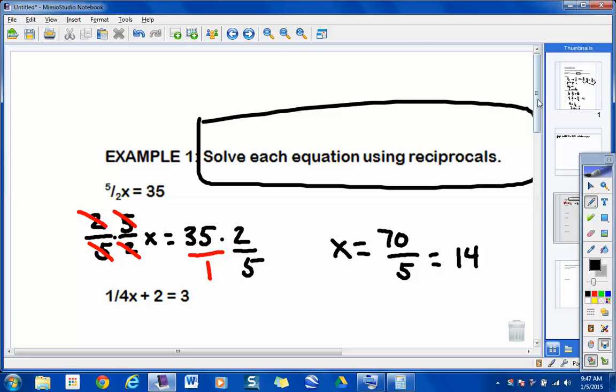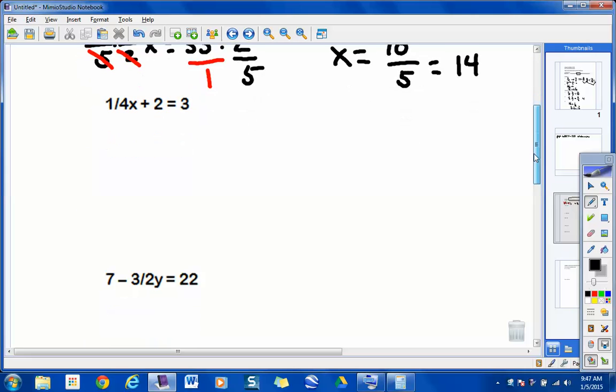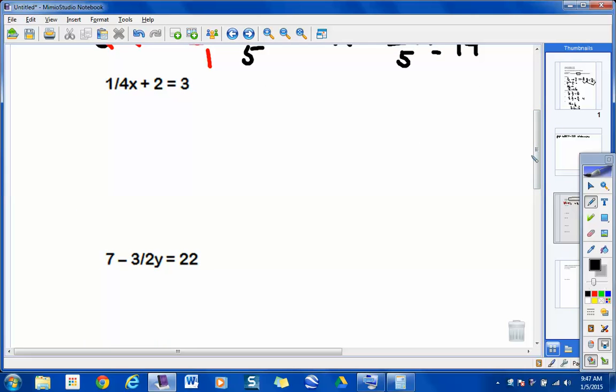The second one's going to get a little bit more difficult. I'm going to rewrite the problem. I think we should call this 1/4 x plus 2 equal to 3. All right, listen to my questions. Are there any parentheses that we have to distribute for? No. Are there any like terms on the left or the right? No. Do I have variables on both sides? No. And if you don't have those 3 cases, then I have to undo addition or subtraction next.